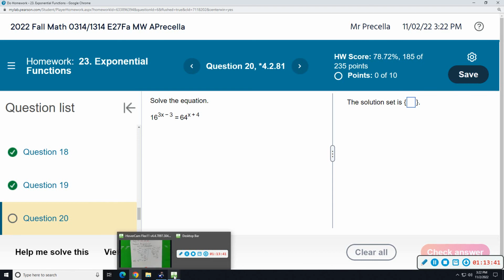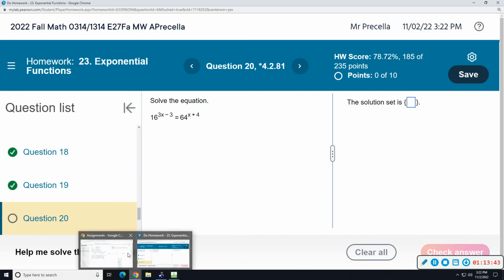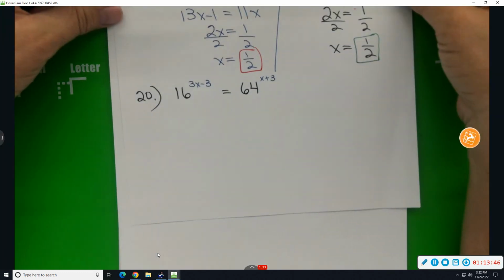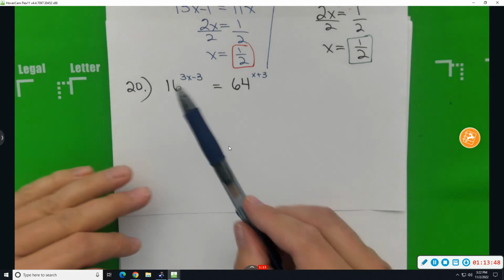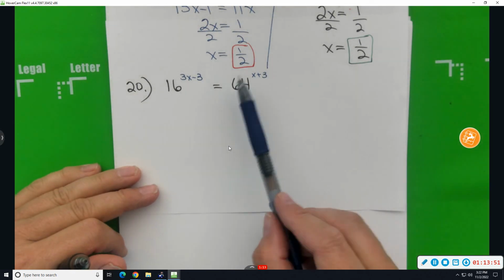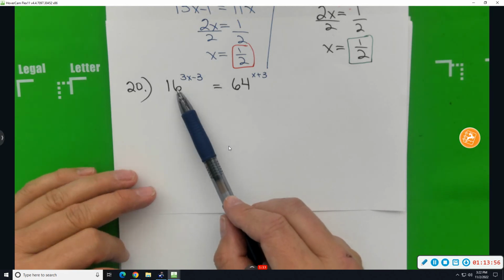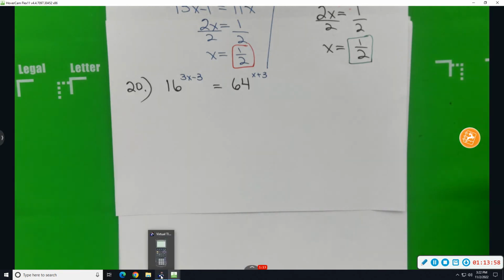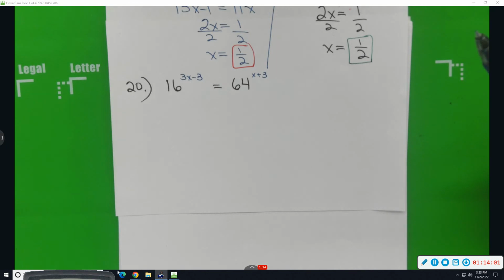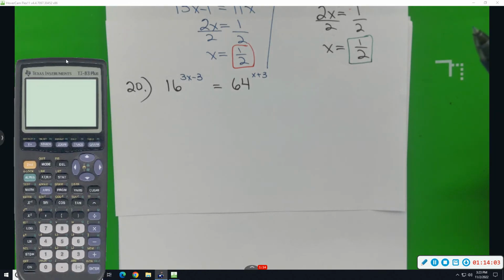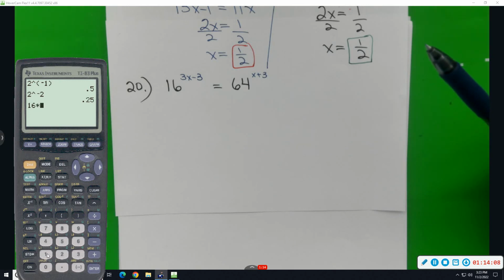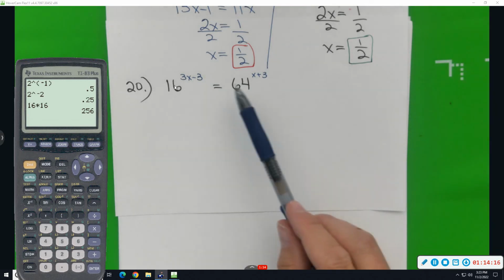Normally, what I do, I start with the smaller base and I ask, okay, can I write the big number as a power of that small number? Well, 16 to the first power is 16. Well, what about 16 squared? I think that's going to be way too big. I think 16 times 16 is 256. Yeah, it's way too big. So we're going to have to change both sides.